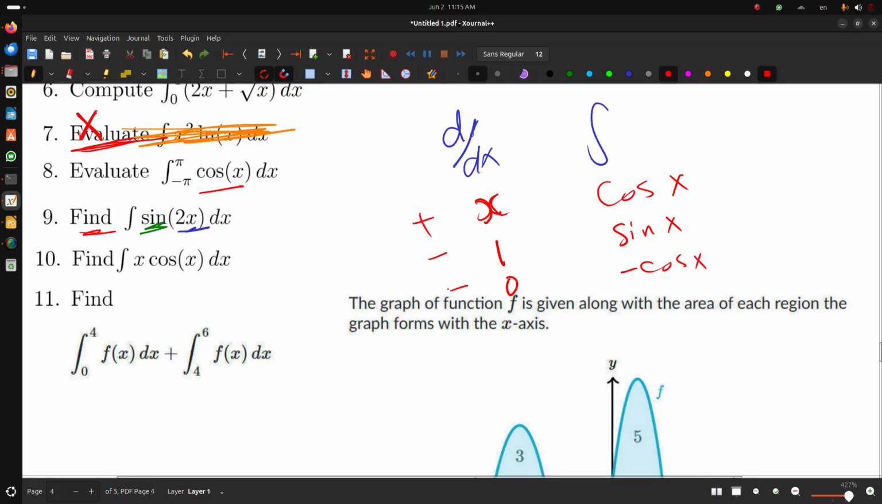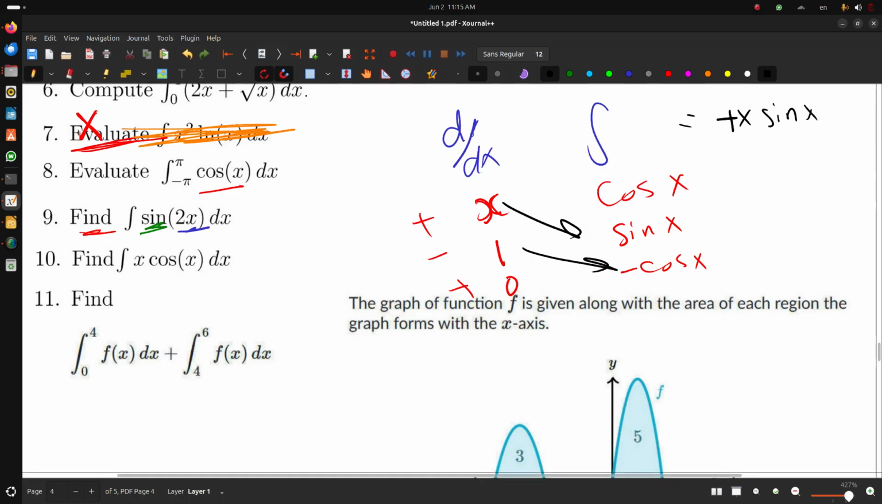Put your signs and start getting the solution, which is positive x sine x. Okay, we don't need this part. So it will be x sine x minus, negative times negative is positive. Okay, 1 times cosine x is cosine x, and at the end plus c.